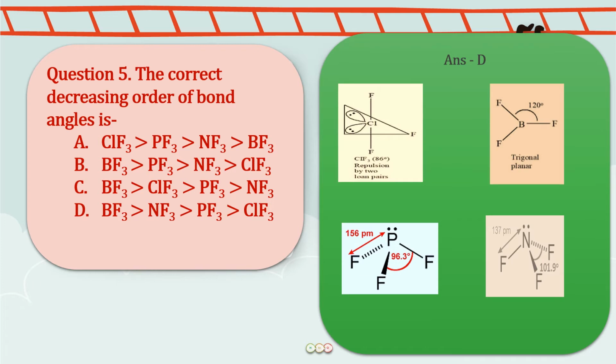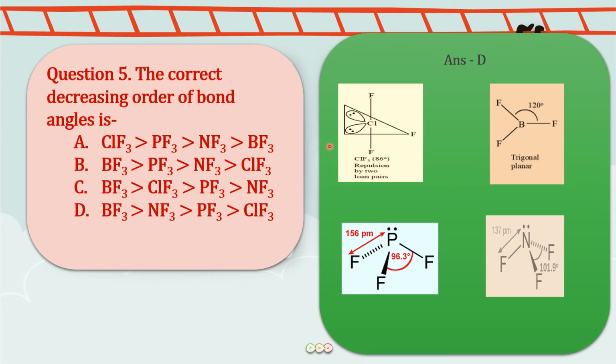The correct answer to this question is going to be choice D. We have the highest bond angle in the case of BF3. Then it is going to be NF3, PF3, and ClF3 is going to be the least angle. How do we explain this?